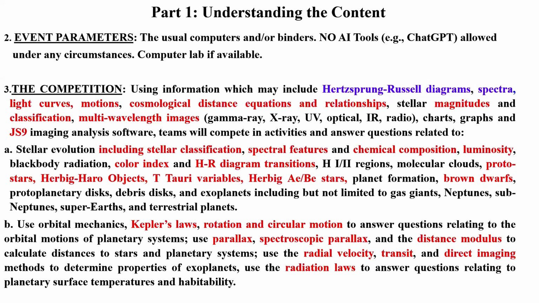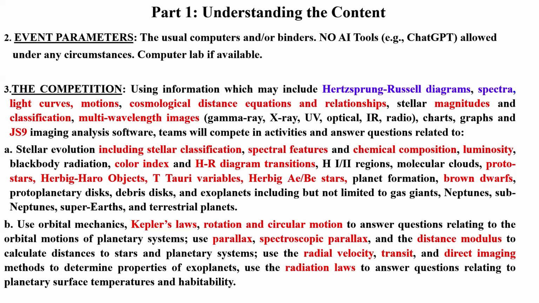This slide shows the first part of the event description for astronomy. The only change in the event parameters is a statement that AI tools, such as ChatGPT, are not allowed under any circumstances. Otherwise, the same resources apply. Each team can bring 2 laptops, 2 3-ring binders, or 1 laptop and 1 binder.